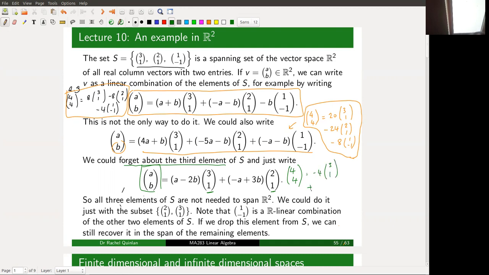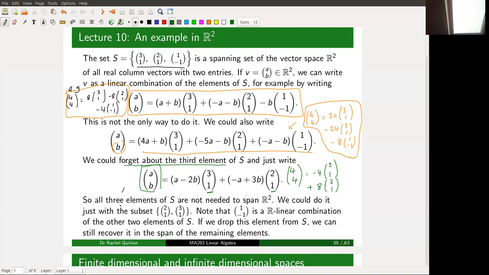Plus minus A plus 3B, which in this example would be minus 4 plus 12, so it would be plus 8 times (2, 1). And hopefully, if we check that, we should find that we get (4, 4). Certainly in the first entry, we get minus 12 plus 16, so we get 4. In the second entry, we get minus 4 plus 8, so we get 4. So not all 3 elements of S are needed to span R2.